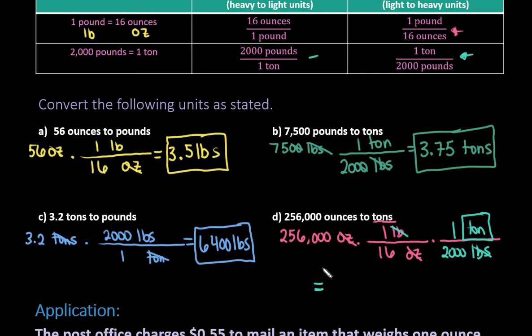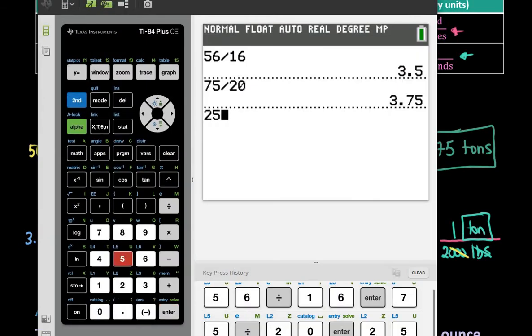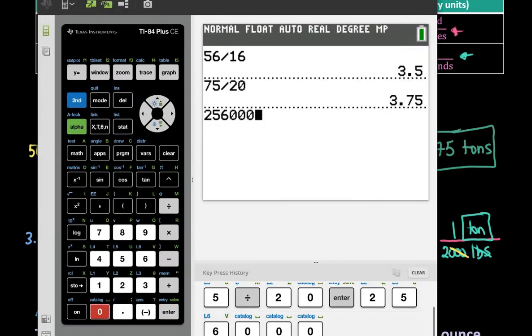So a couple things that you could do is first you could go through and say, well, you know what, I can see right away that these zeros cancel out. Okay, and you could do the 16 times 2 to get 32 and type that into your calculator. You could also just start from the beginning without canceling anything out. So if you wanted to, you could put in the 256,000.